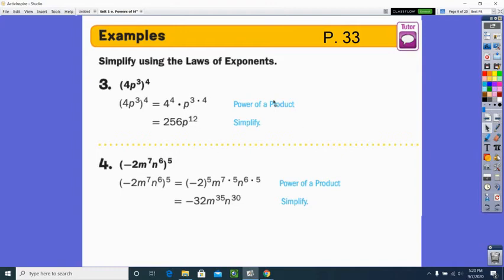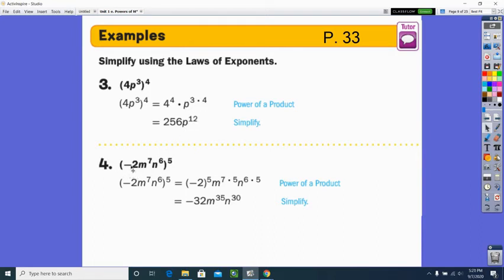So here are 2 examples done for you on page 33. So notice they're going to take the 4 and raise it to the 4th power, and the p to the 3rd and raise it to the 4th power. 4 to the 4th is not 16, it's 256. 4 to the 4th, and then multiply your exponents, you get p to the 12th.